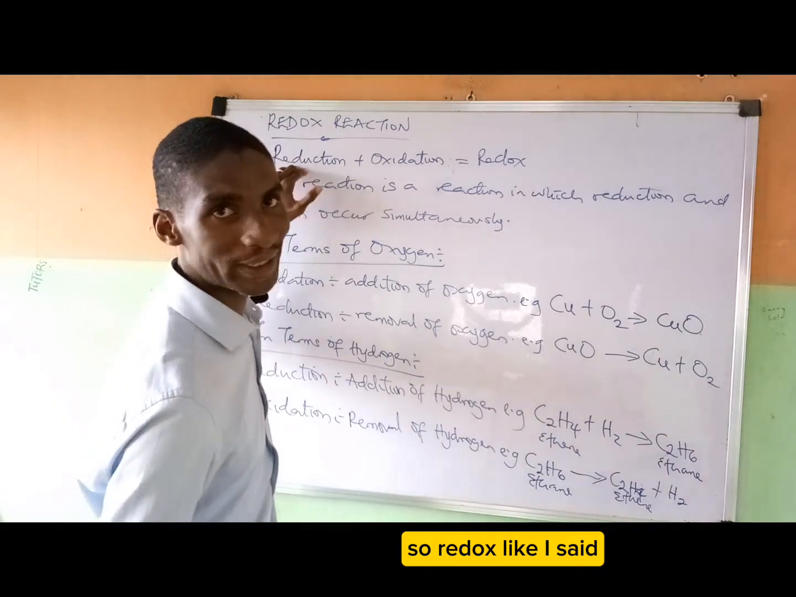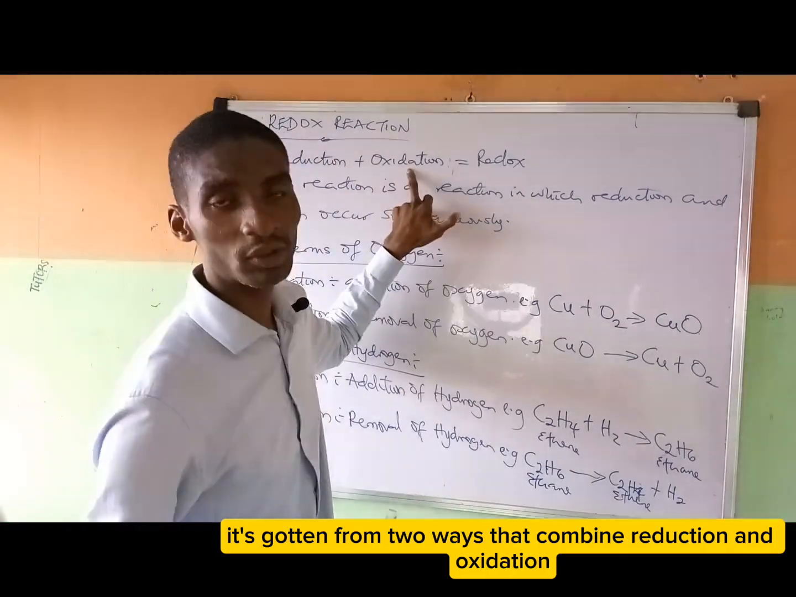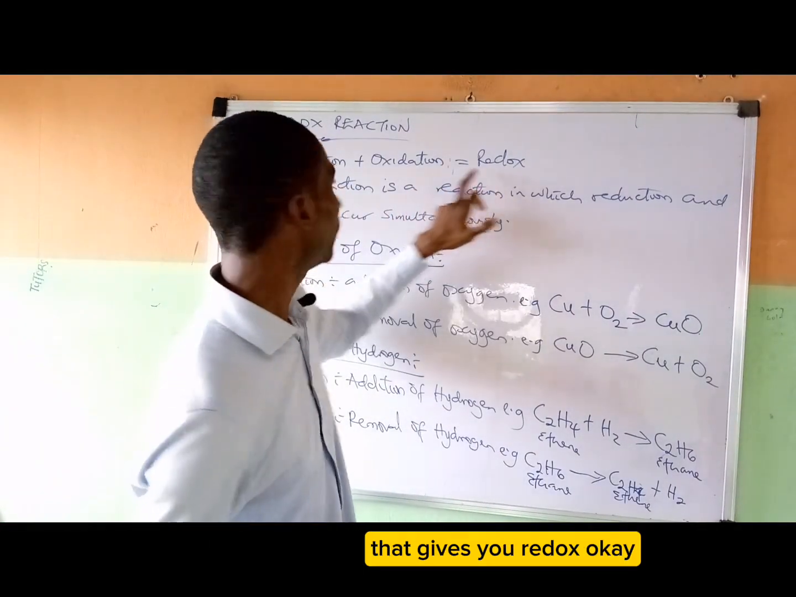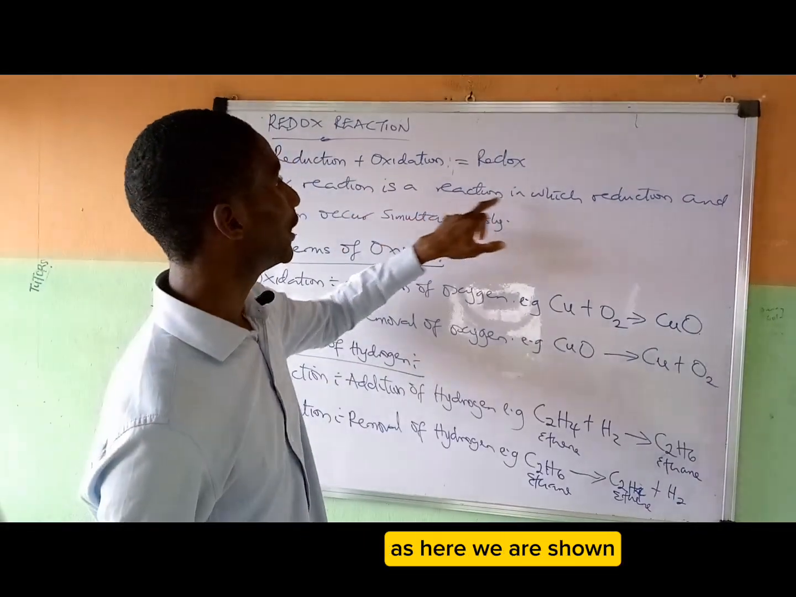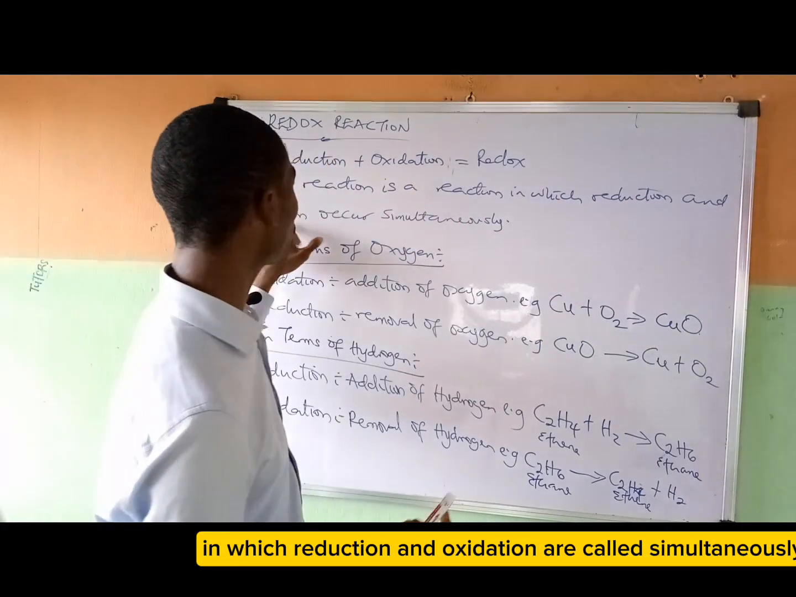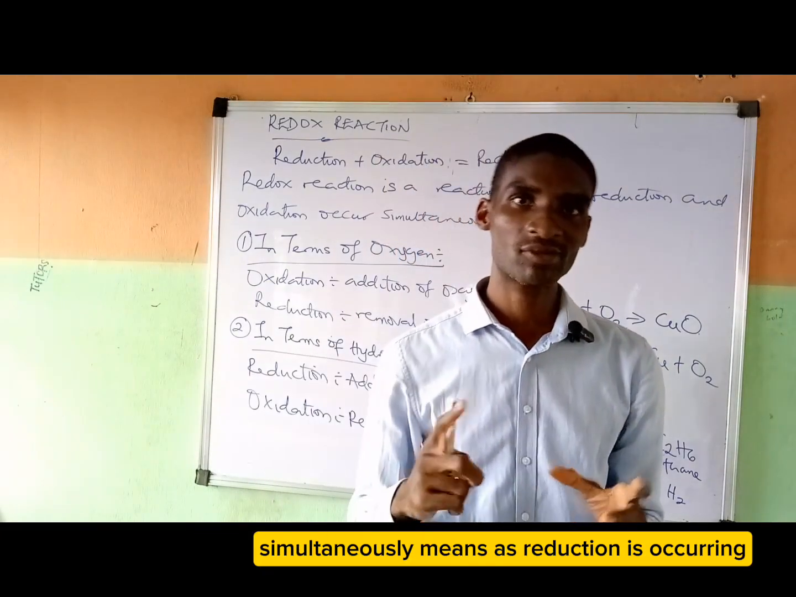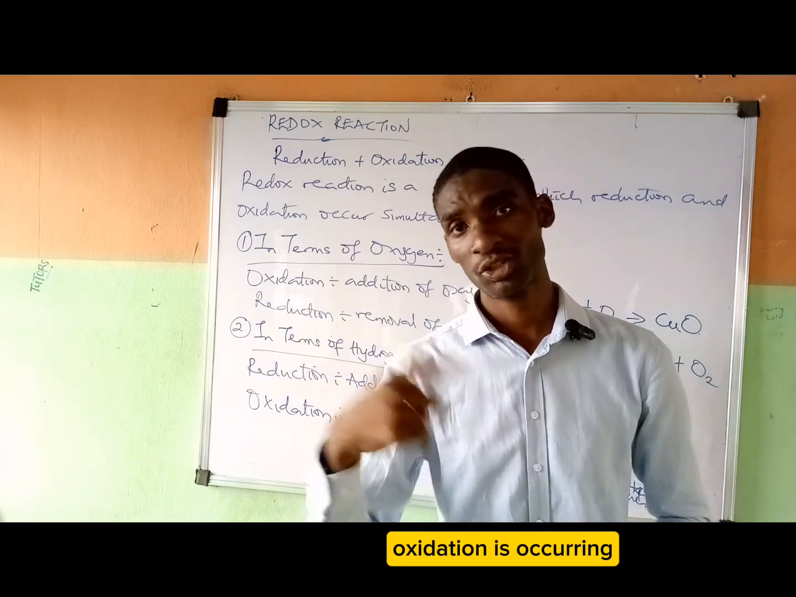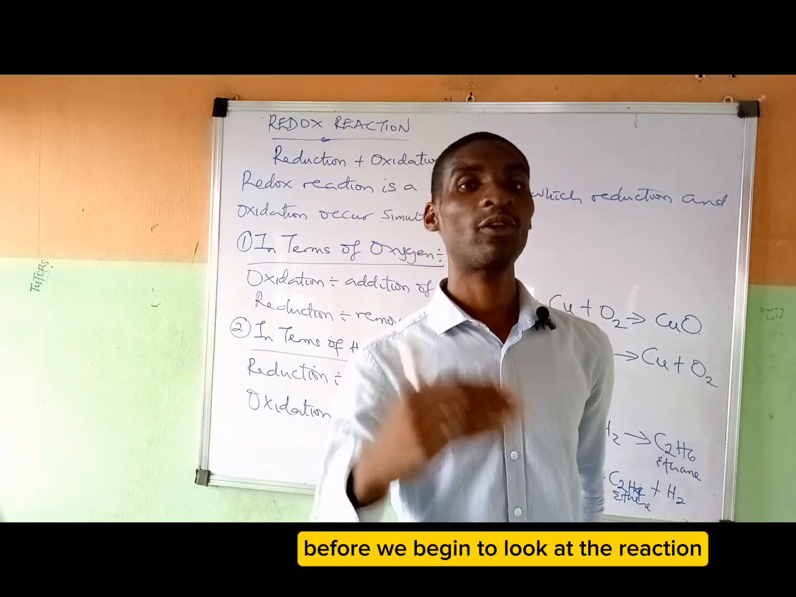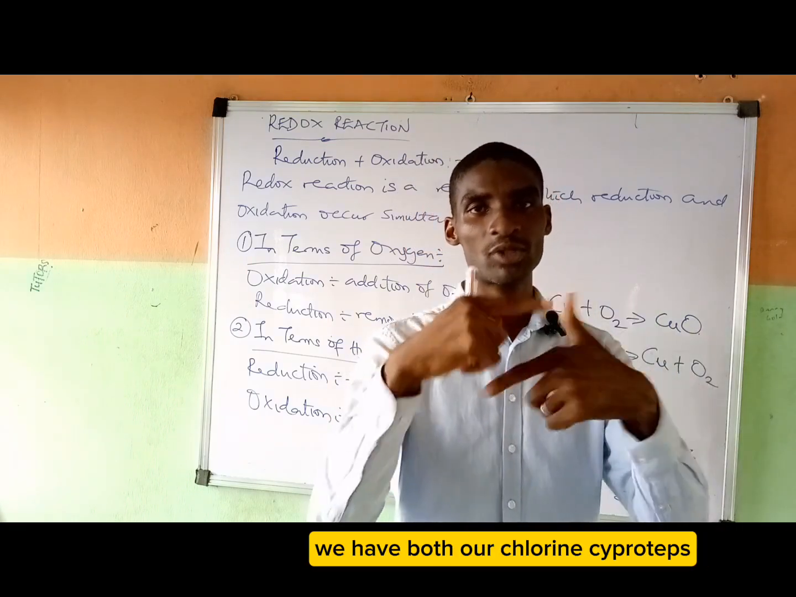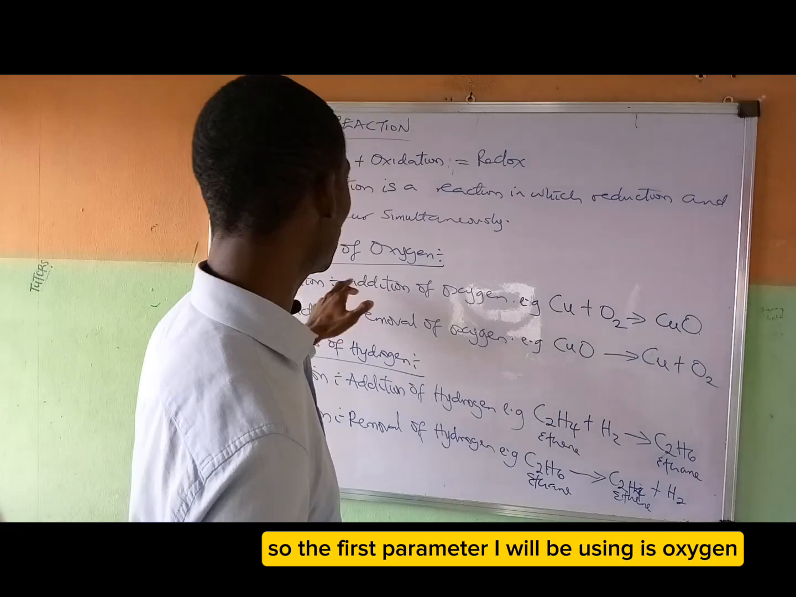So redox, like I said, is gotten from two words that are combined, reduction and oxidation, and that gives you redox. So you can simply define redox reaction as a reaction in which reduction and oxidation occur simultaneously. Simultaneously means as reduction is occurring, oxidation is occurring. But let's try to break down what oxidation and reduction is before we look at a reaction where both are occurring simultaneously. So the first parameter I will be using is oxygen.